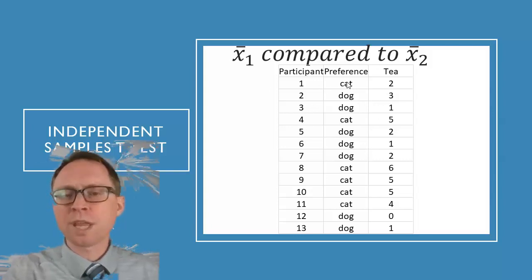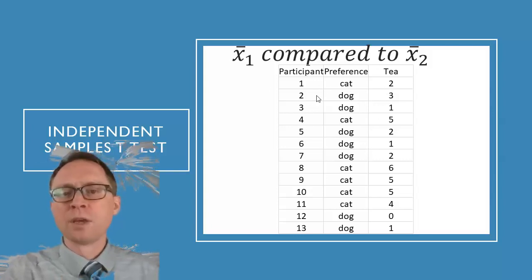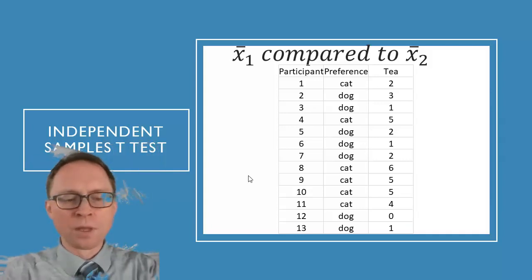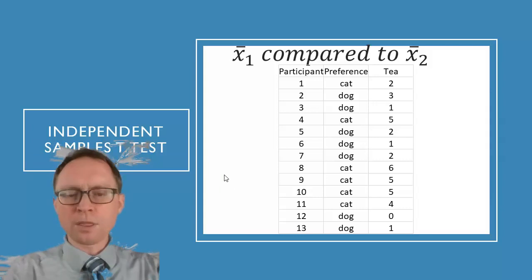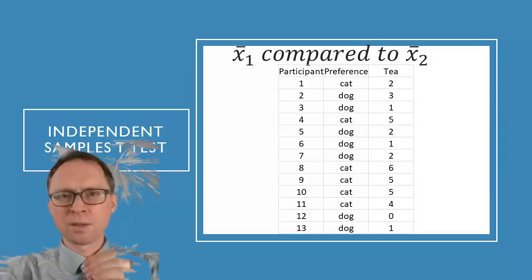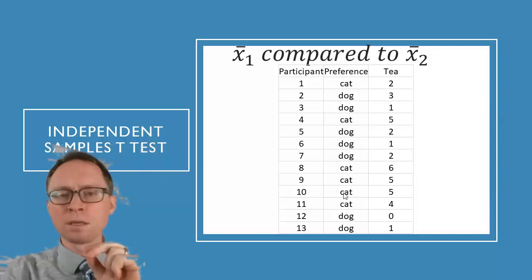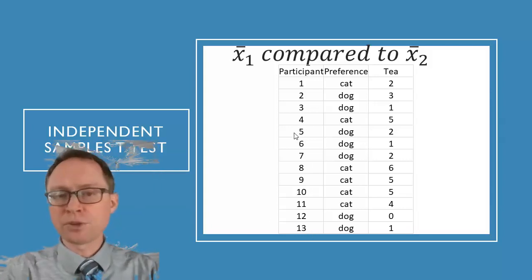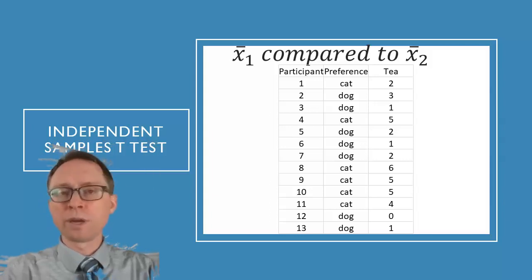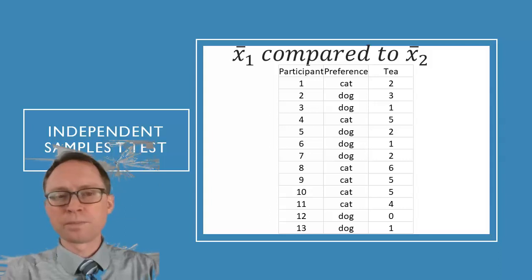So for example, person 1 is a cat person and drank 2 cups of tea. Person 2 is a dog person, drank 3 cups of tea. All right, so now we're going to look at this using the new data. I want you to calculate the pooled variance and t for these new data. And if you notice, we have a different n for each group now. We have a different number of cat people than we have of dog people. So you have to create the pooled variance instead of just using the variance of each individual group.